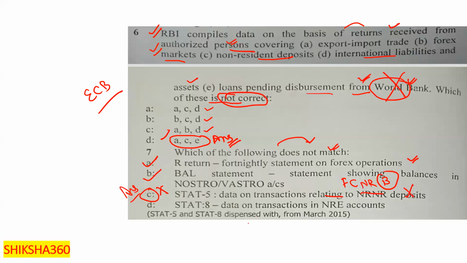The next one is Stat 8. Stat 8 is data on transactions related to NRE or NRO accounts. So this can also be correct. So option number C is the answer here.